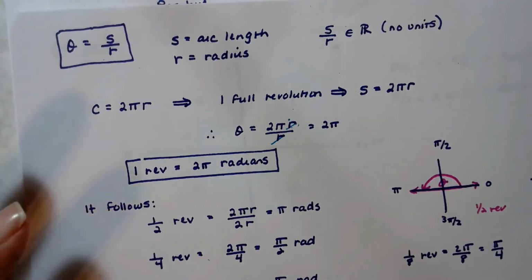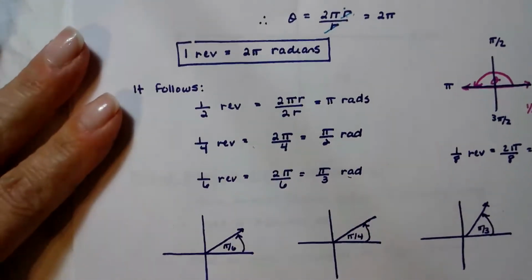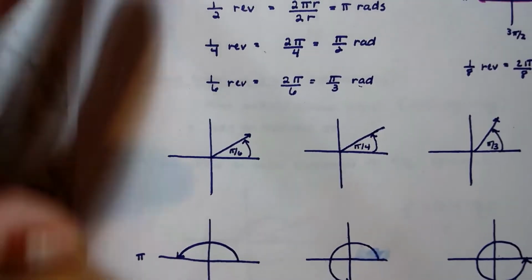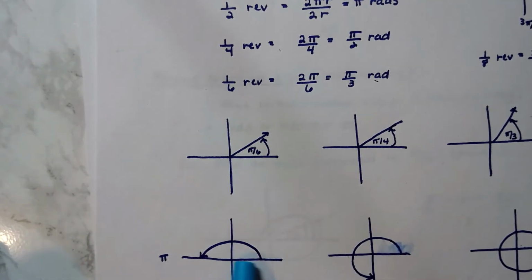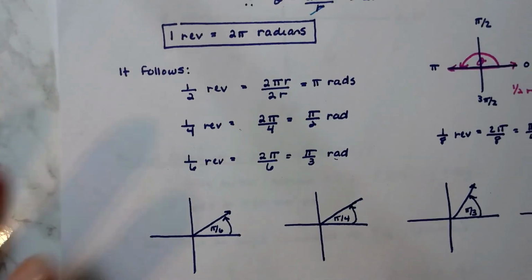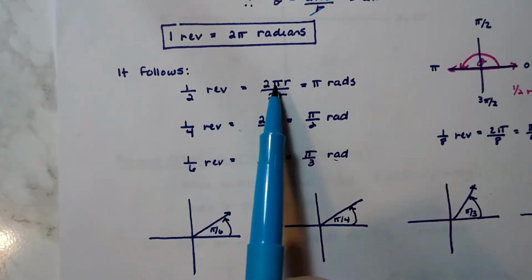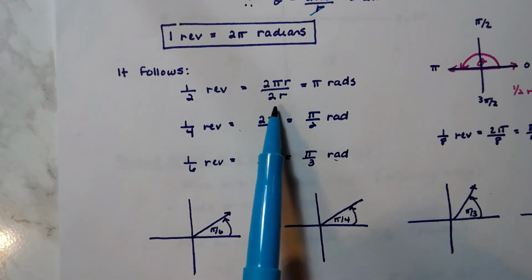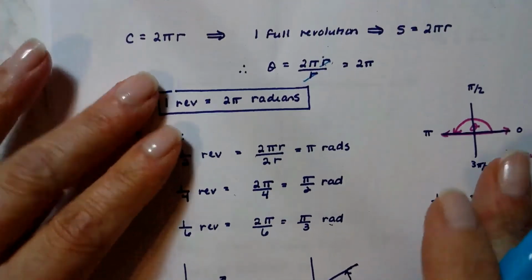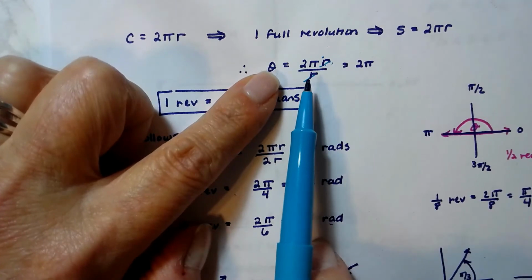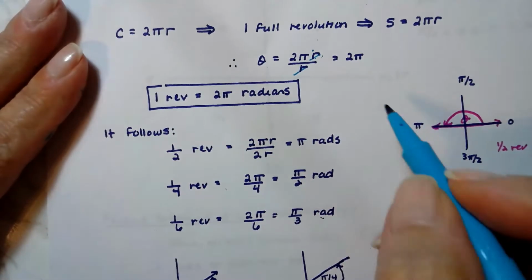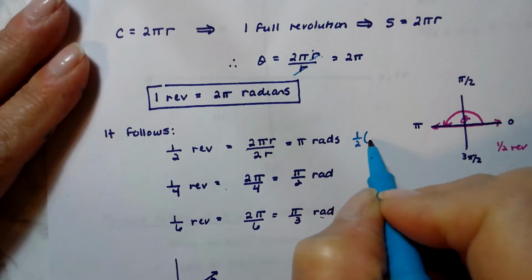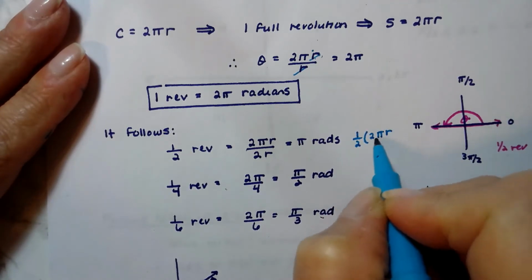Okay, so if I want to do a half revolution, like I did here, so I'm going to move this up. A half of a revolution, I start here and I rotate 180 degrees. I'm just saying that because you know what that is. Well, 180 degrees, or a half revolution, is just 2 times pi times r over 2 times r. So what I'm doing is I'm taking this formula, 2 pi r divided by r, and I'm multiplying it, let me write it here, by a half. So 1/2 times 2 times pi times r over r.